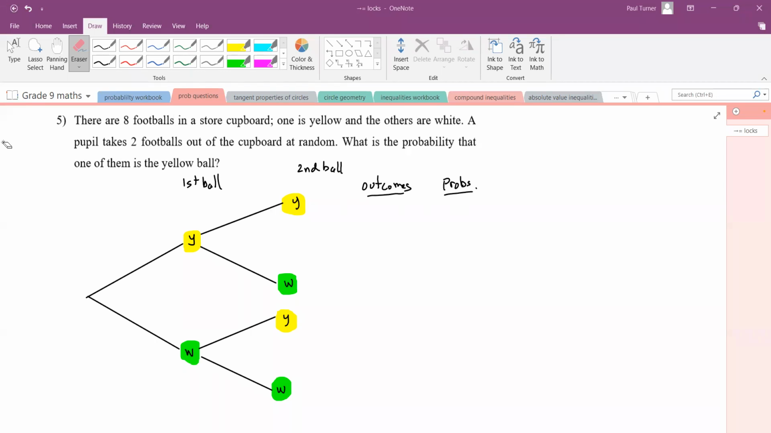Right, so on question 5, we've got 8 footballs in a store cupboard. One is yellow and the others are white. A pupil takes 2 footballs out of the cupboard at random. What is the probability that one of them is a yellow ball?